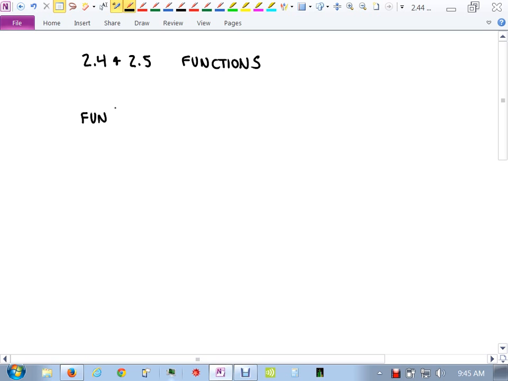A function, can everyone see the board, or is it too bright? We need to kill a light? You want to kill a light? Can we get the middle one there? Is that all right now?